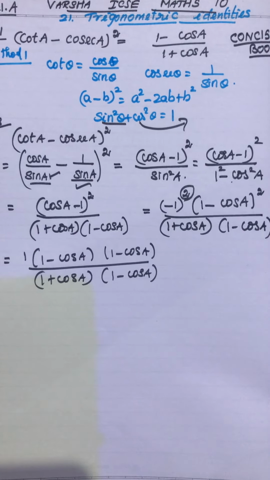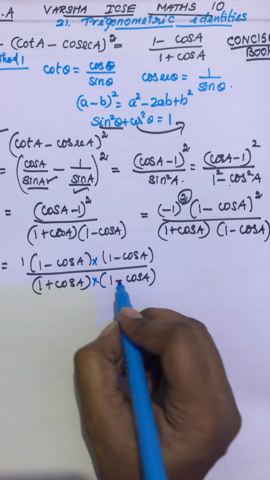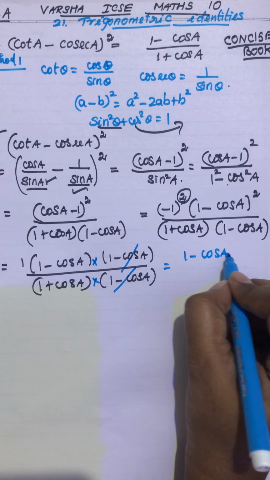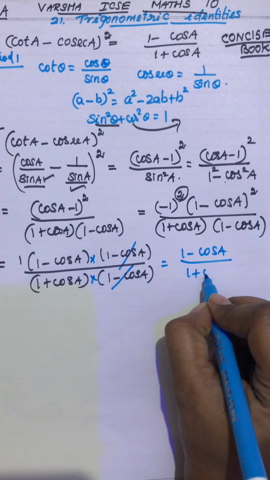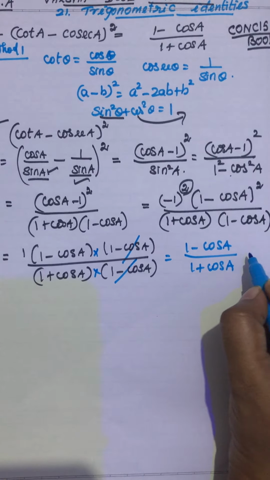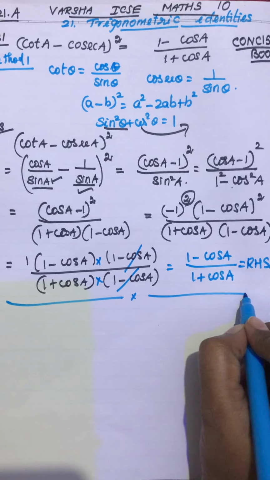Which term can be cancelled? This is multiplication, so you can cancel this one. So we got (1 minus cos A) by (1 plus cos A). So this is our RHS. Do you understand?